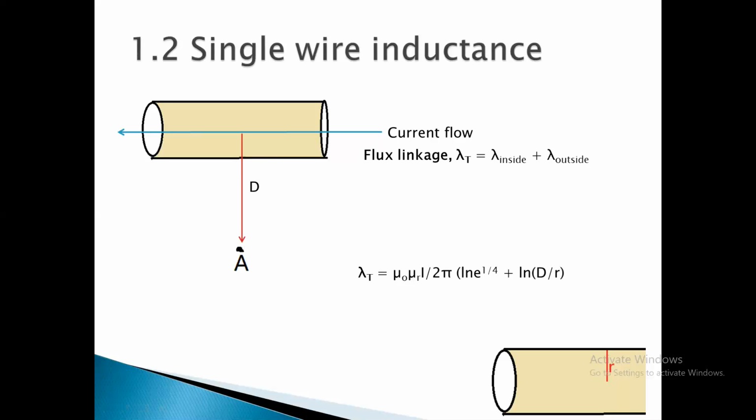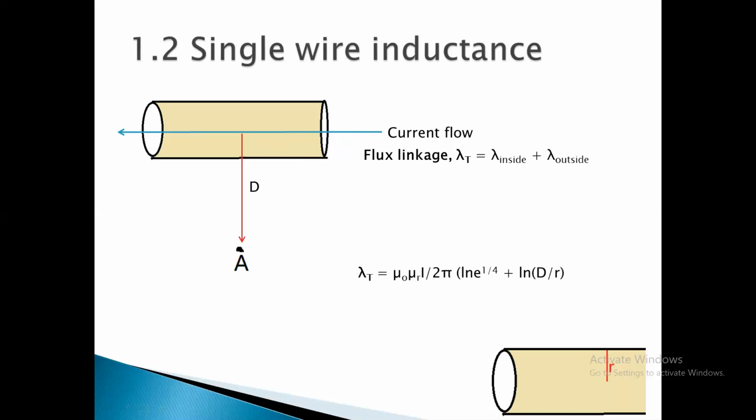There are actually two types of flux linkage. We normally denote flux linkage by lambda. One is inside and one is outside. The outside flux linkage is the linkage between these two points, and the inside is the flux linkage of this conductor with itself.